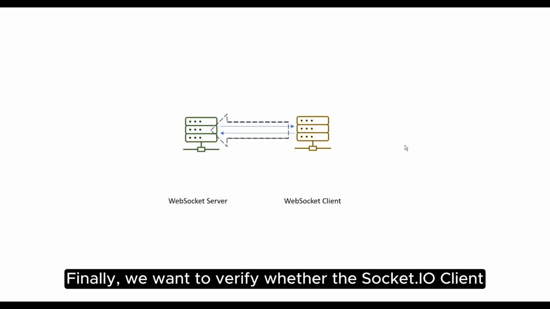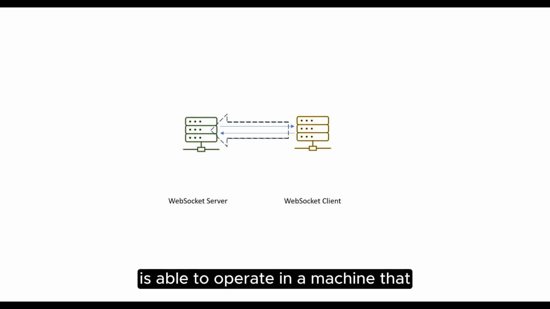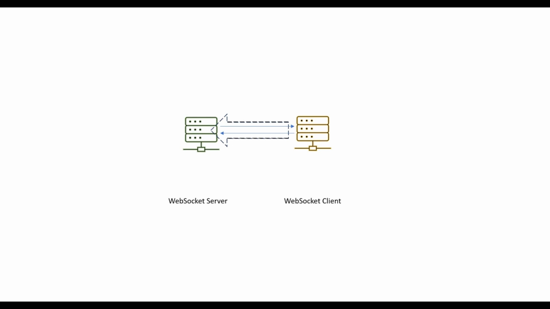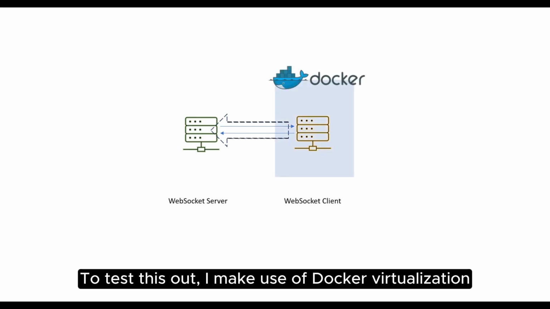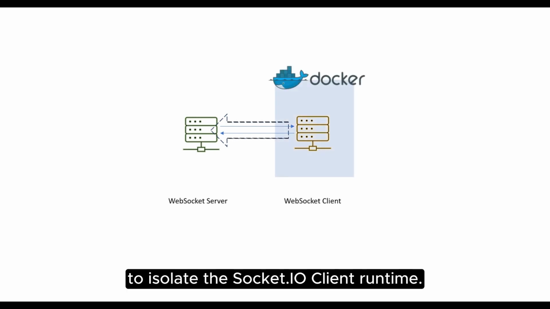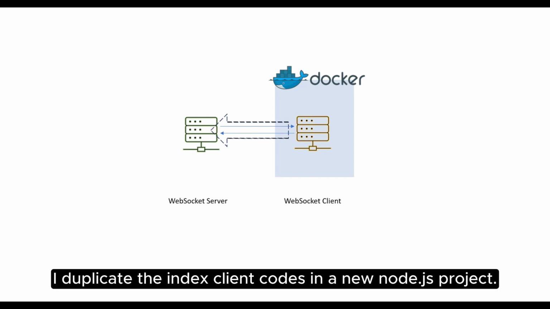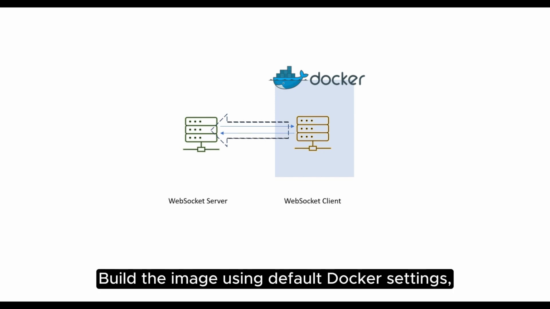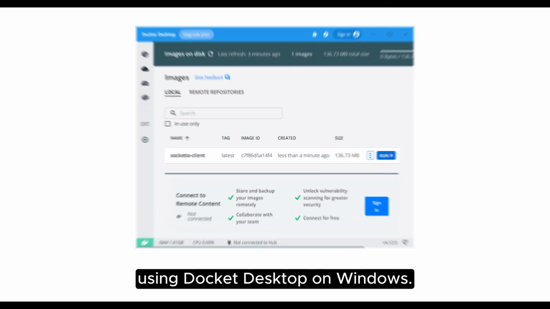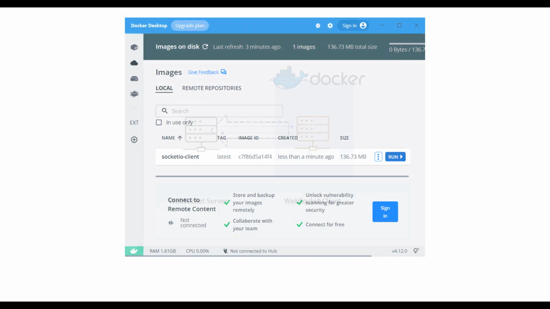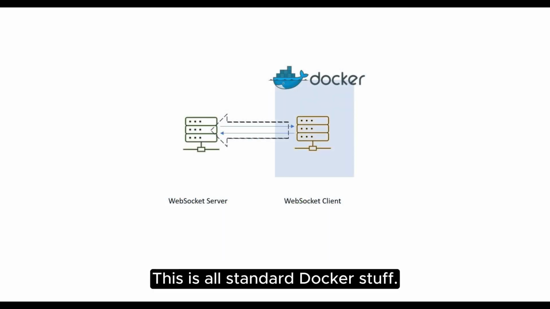Finally, we want to verify whether the socket I/O client is able to operate in a machine that does not allow any inbound connection. To test this out, I make use of Docker virtualization to isolate the socket I/O client runtime. I duplicate the index client codes in a new Node.js project, build the image using default Docker settings, and run the container package using Docker Desktop on Windows. This is all standard Docker stuff.